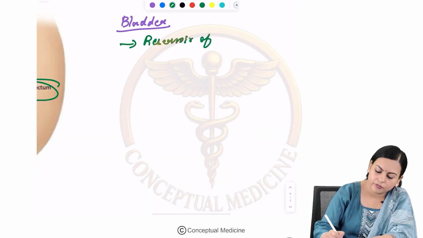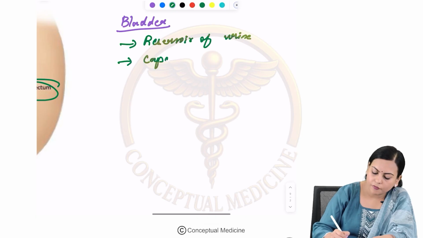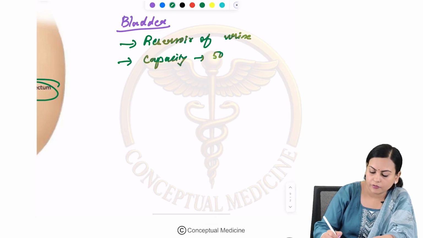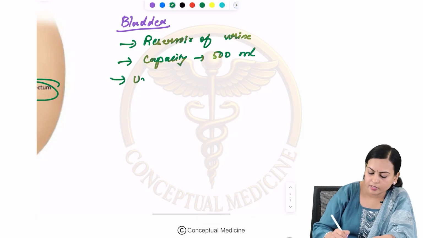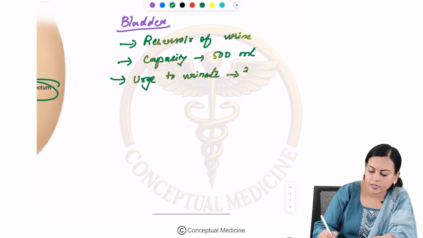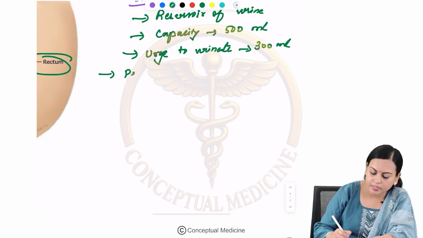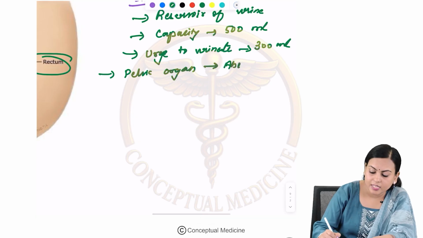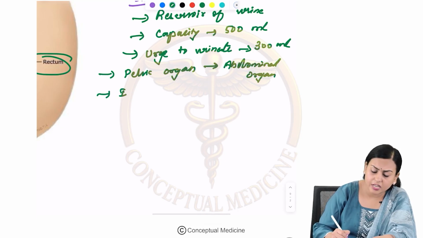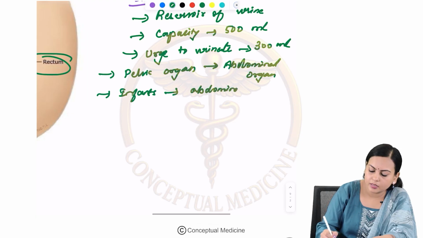is a reservoir of urine. Capacity of bladder is about 500 milliliters, whereas the urge to urinate starts when it fills to about 300 milliliters. Generally, bladder is a pelvic organ, but in adults as it gets descended, it may become an abdominal organ, and in infants, it is mostly an abdominal organ.